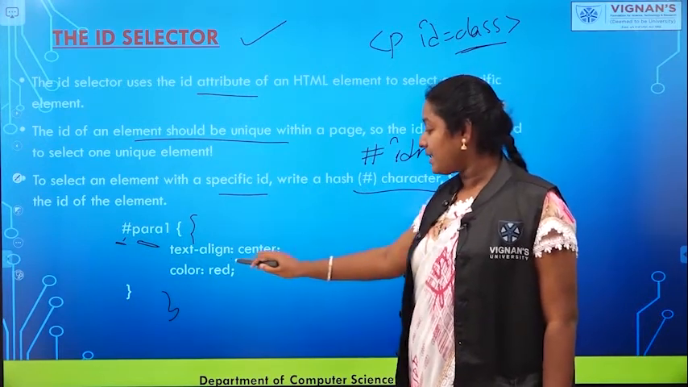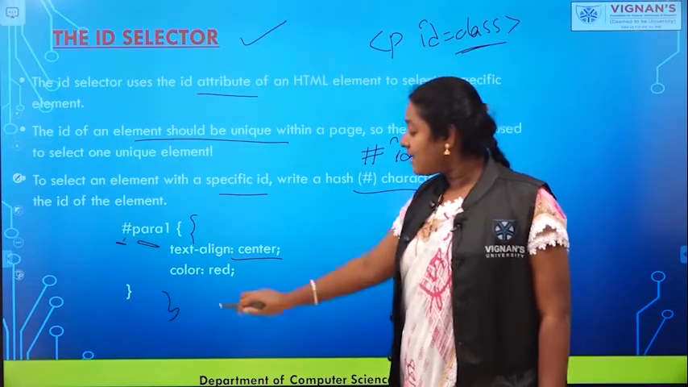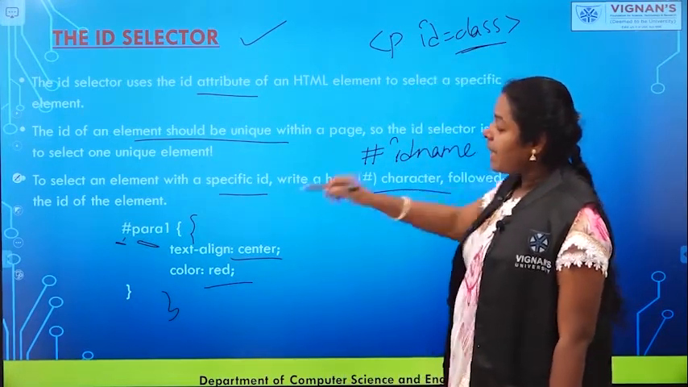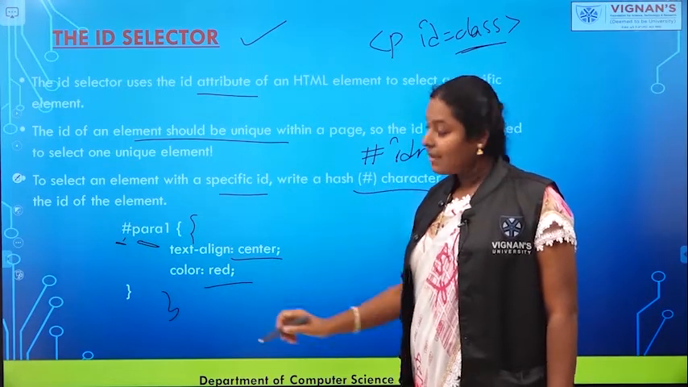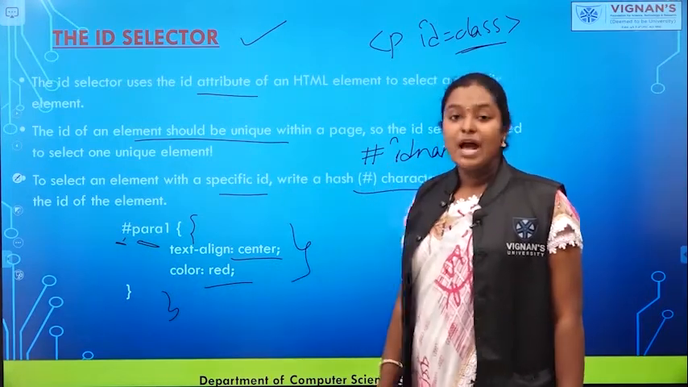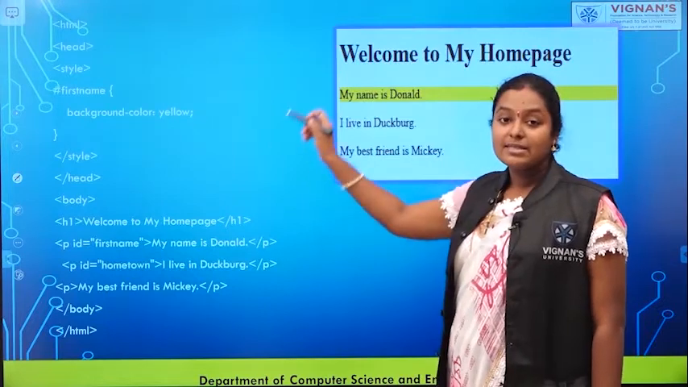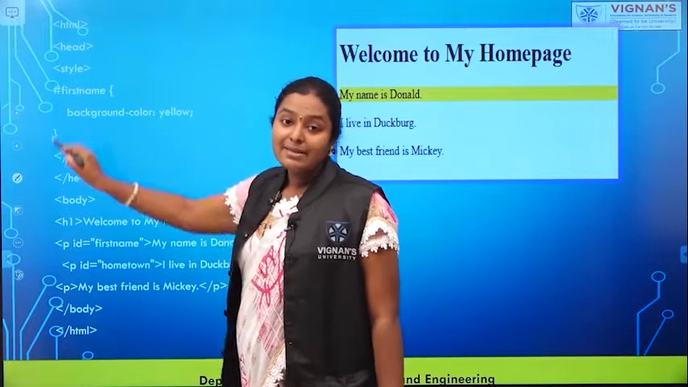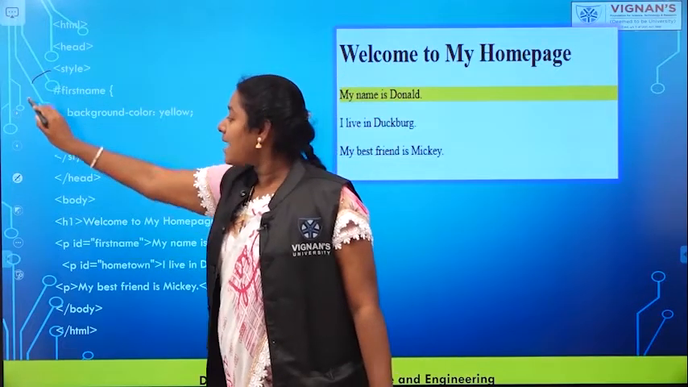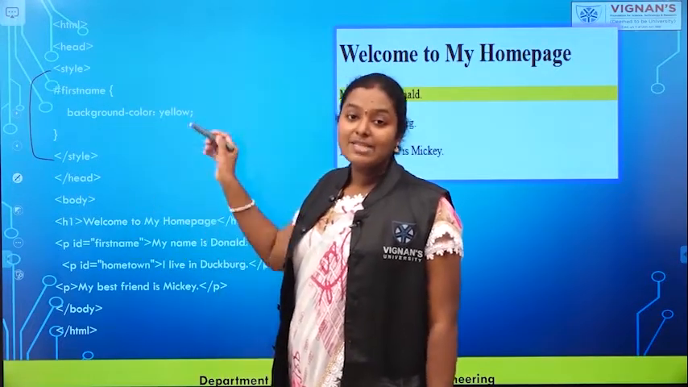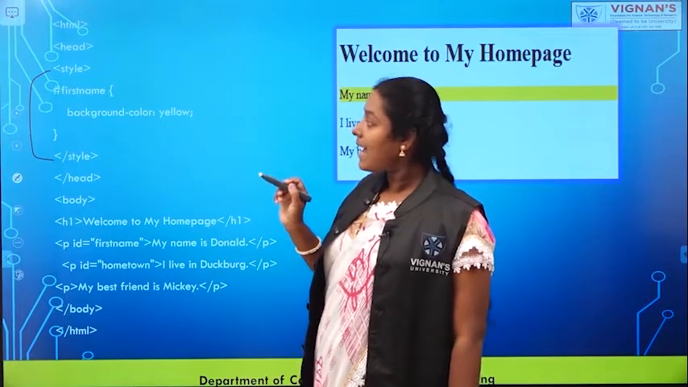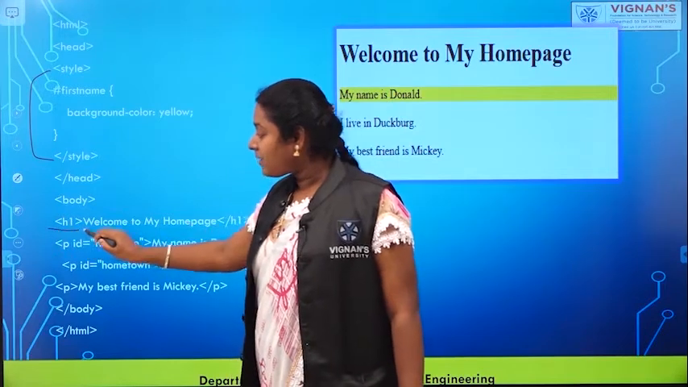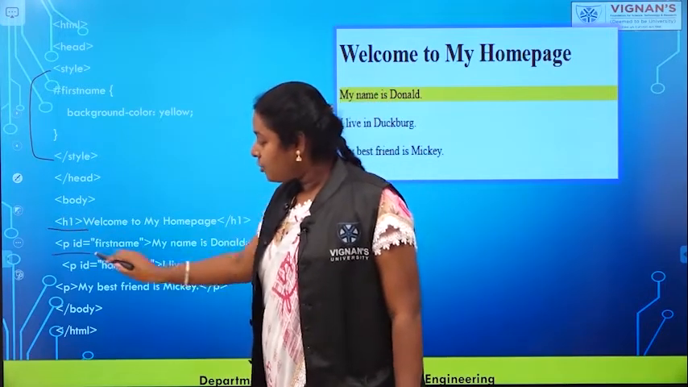Here I am taking text alignment center and the color red. So for the content where ID equals para1, these properties will be applied to that tag. This is the example for the ID selector, where you write the selector within the style tag. What type of selector are we using here? That is the ID selector.